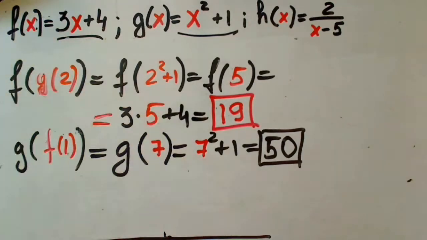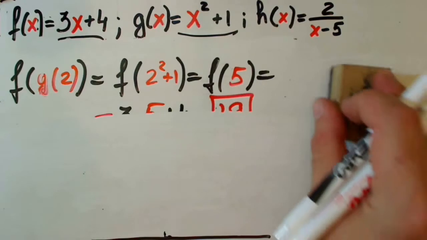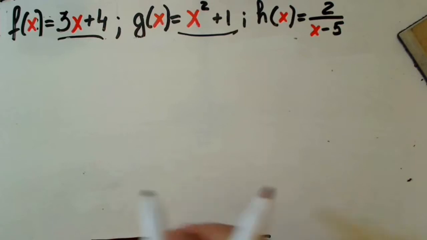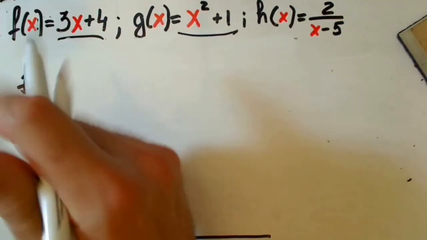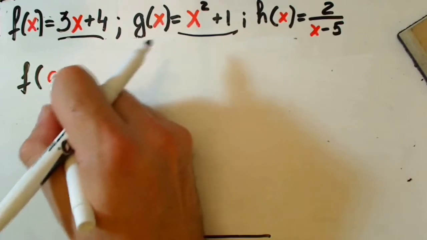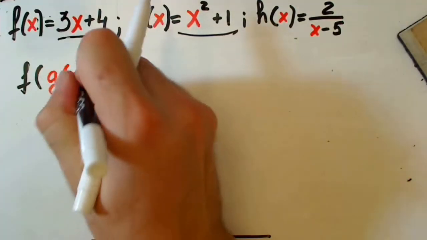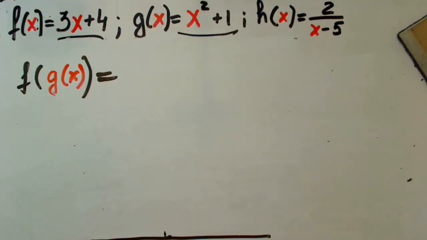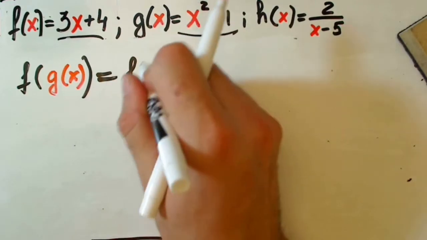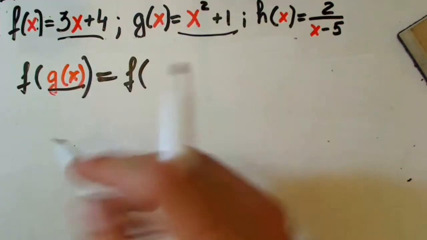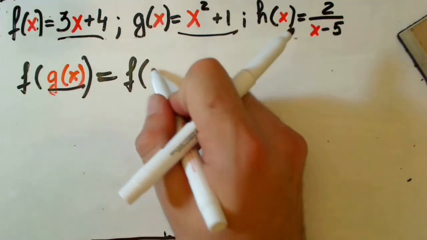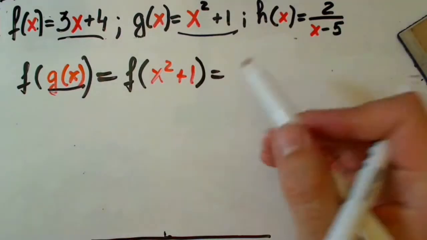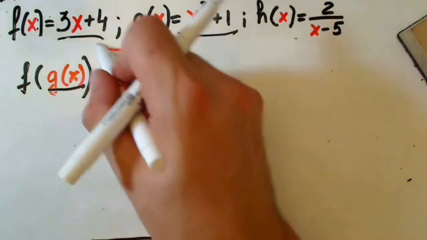Now next one, our input is actually a variable now, and we have f of g of x. Keep the f function. What is our input actually? It's function g, and function g, let's rewrite it, x squared plus 1. This is our input. Let's plug our input into our f function.